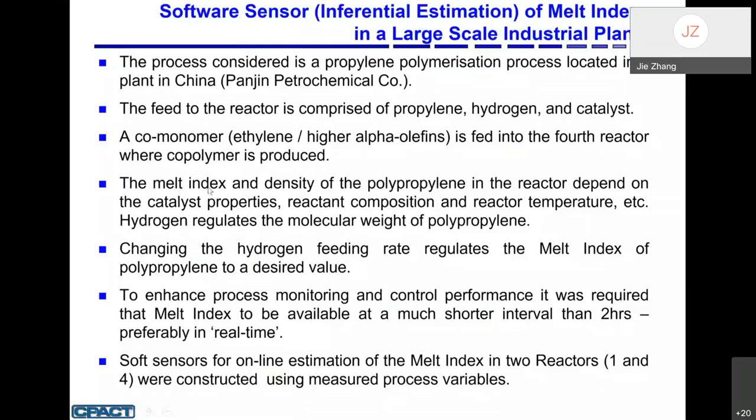But this melt index is quite difficult to measure online. In the actual process, the melt index cannot be obtained frequently like other process variables. Different grades of polymer product have different melt index, so we need to know the melt index to determine if the polymer is of the right grade or not. To control the melt index, we need frequent measurements of it. But because it is difficult to measure, we build the soft sensor.